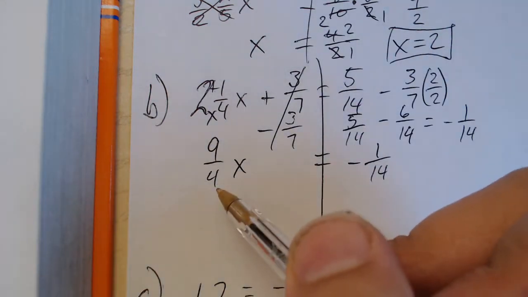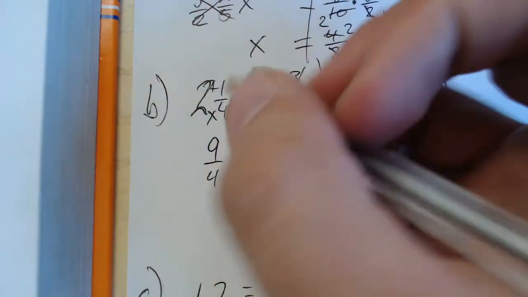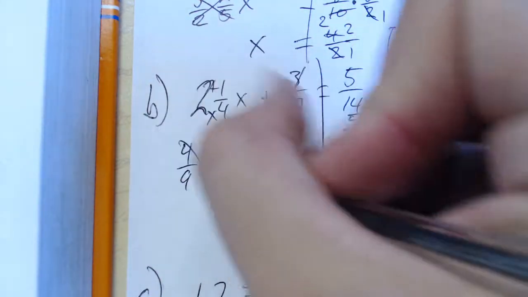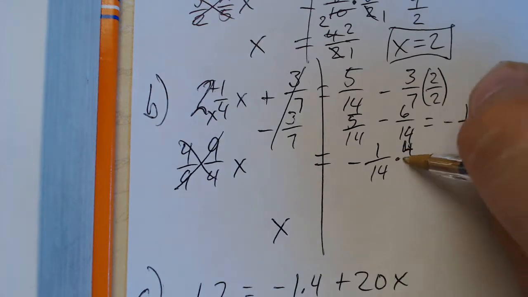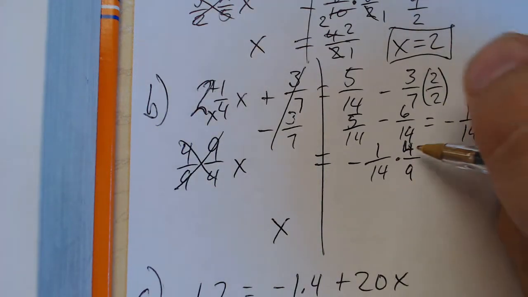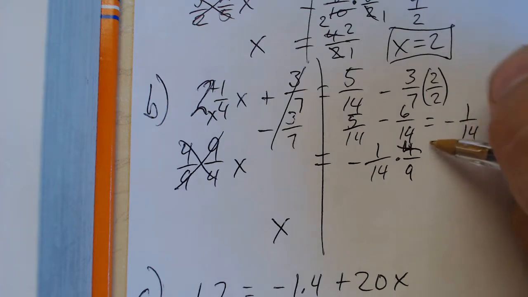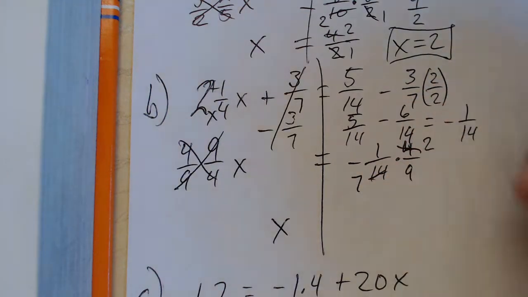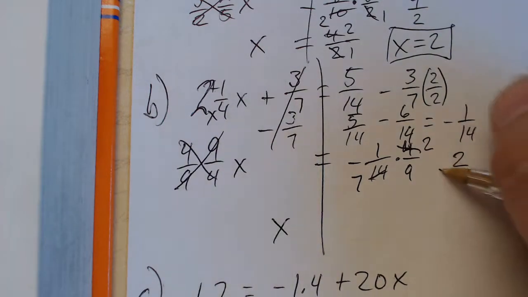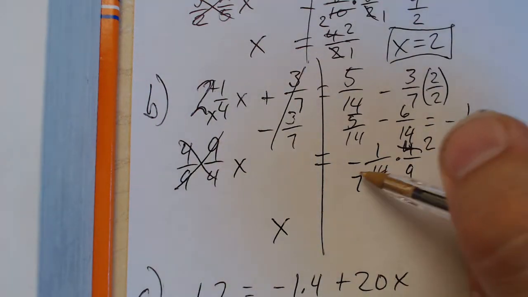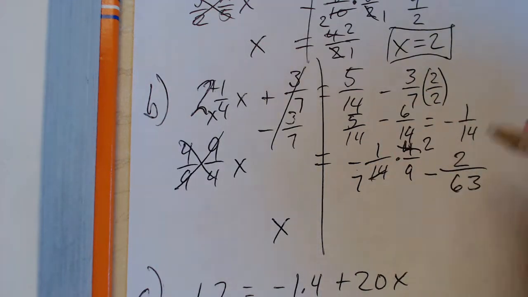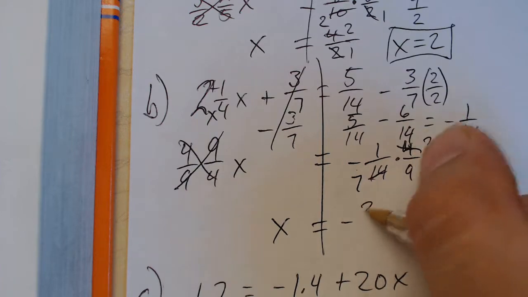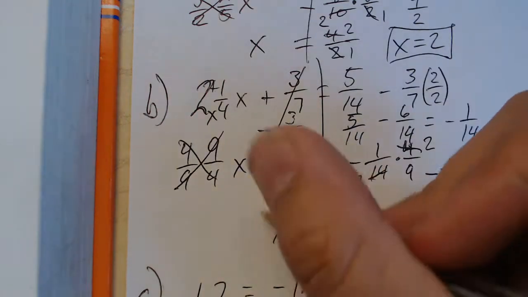From here, we multiply by the reciprocal, or the inverse, so 4 over 9. And then we multiply by 4 over 9. 4 and 14 can cancel by 2. 2 goes into 4 2 times. 2 goes into 14 7 times. 1 times 2 is 2. 7 times 9 is 63. And then we add our negative. Negative times a positive is a negative. So we get x equals negative 2 over 63. And that's our final answer.